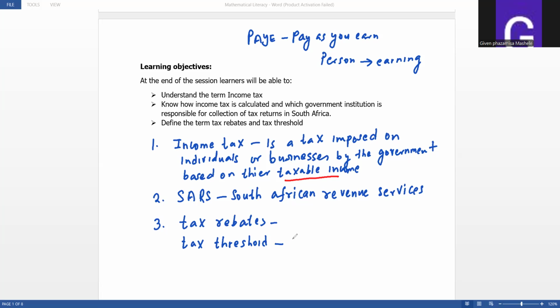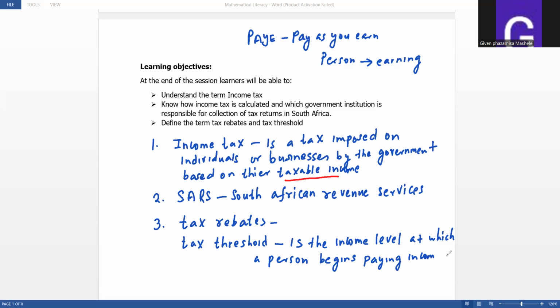So a tax threshold is the income level at which a person begins paying income tax. So it is an income level at which a person begins paying income tax.